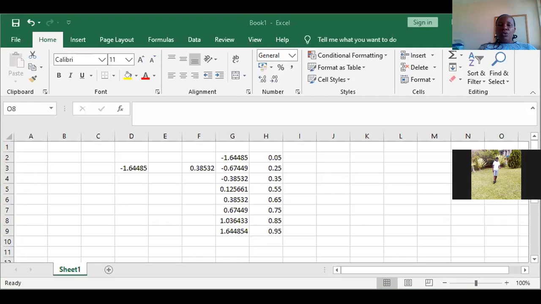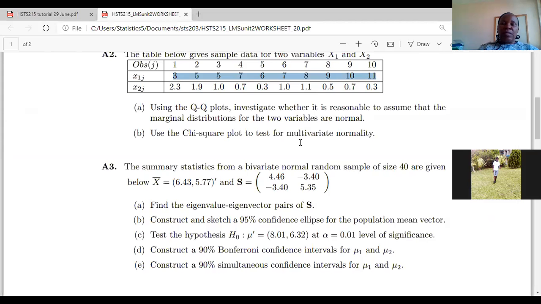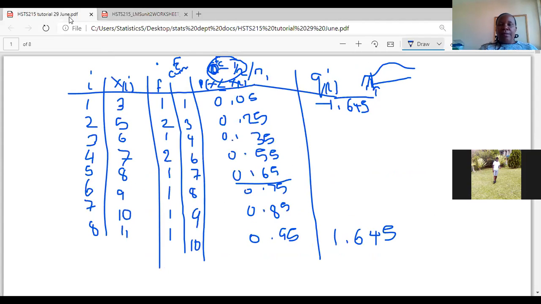Right, so now we want to look at how you perform the chi-square. Basically, the principles are the same for doing the QQ plot and the chi-square plots. The only difference is how you get my values, my quantiles. So if you look at the procedure here for the chi-square plot, we first have to compute my di squared. Let me move on to the next page.